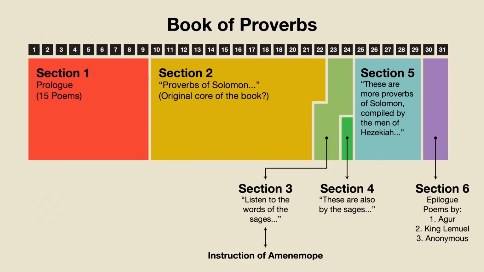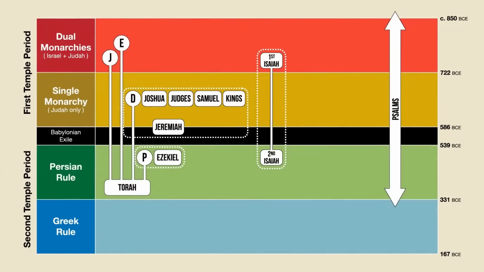So, like Psalms, because Proverbs is a collection of several different sayings and poems by several different authors, it's impossible to place it at just one location on the timeline. I'm therefore going to indicate it as a range as well.